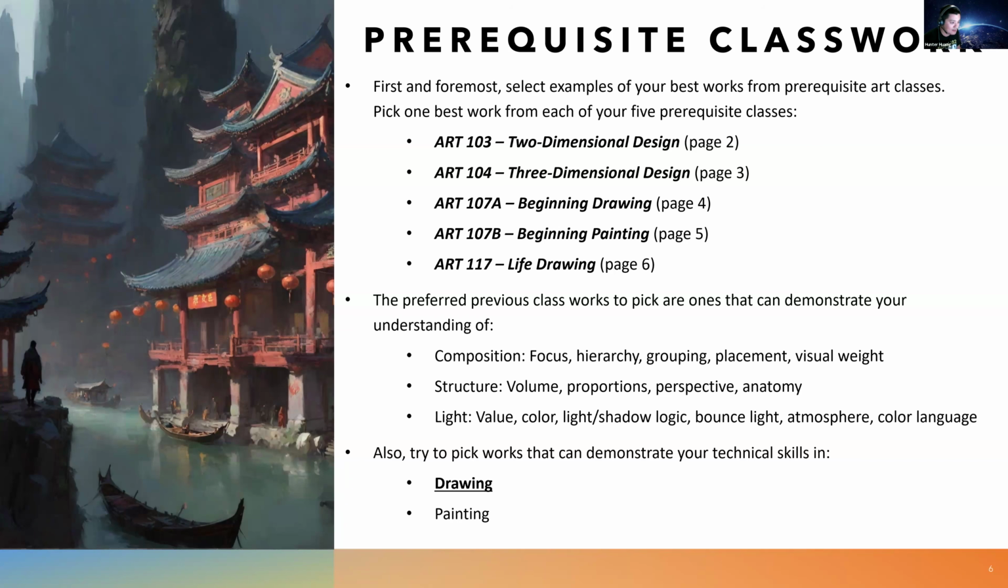With composition, it's important that you're able to give us a focal point, a hierarchy of information, and that your placement and arrangement of objects and elements make sense. And structure talks about proportions, volume, perspective, and anatomy. So try to demonstrate your technical skills in drawing and painting. Drawing especially, because drawing is a very important foundational skill that's valued not just in illustration, but in game art, in animation, in any entertainment.